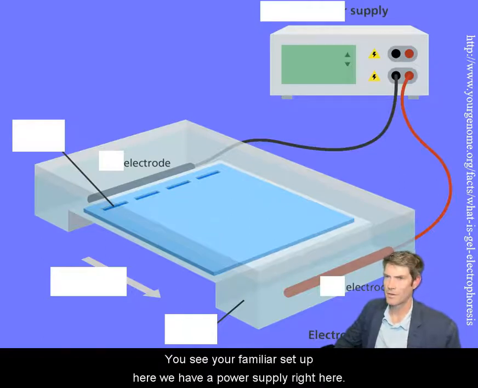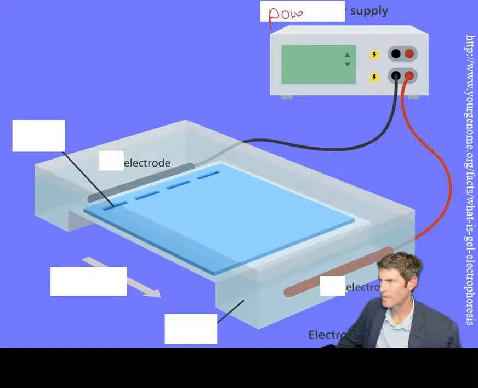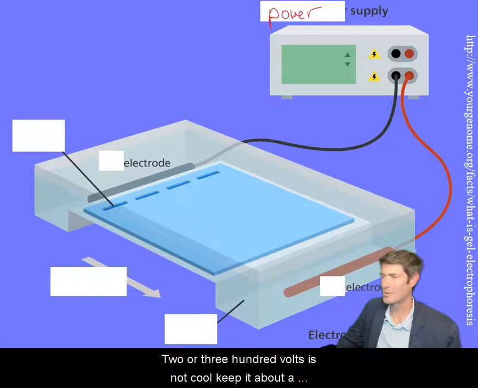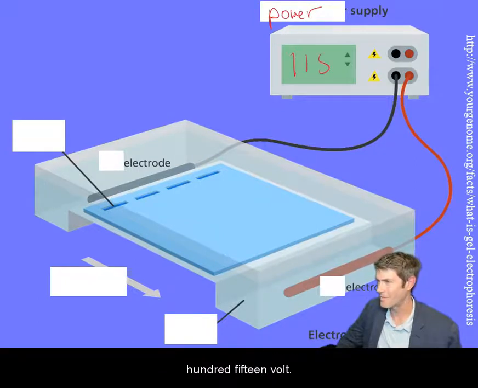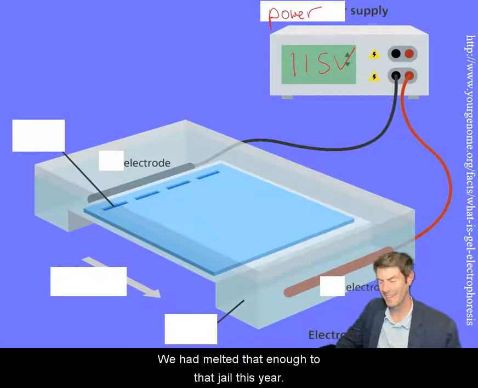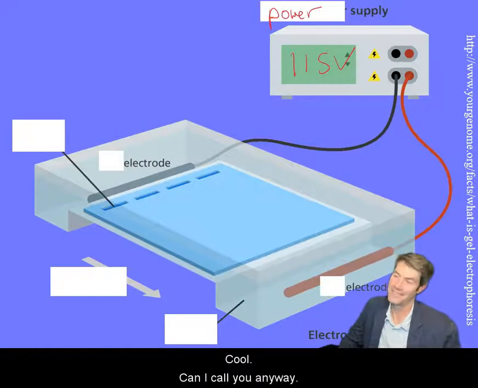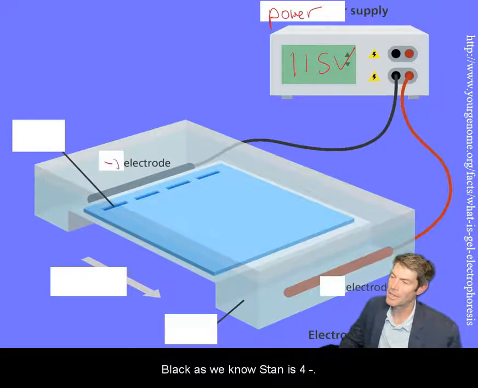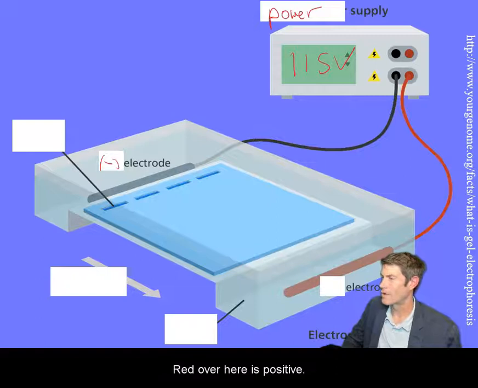You see a familiar setup here. We have a power supply right here. As we know, 300 volts is not cool. You want to keep it about 115 volts. Definitely. We had melted that gel this year. Kind of cool though. Anyway. Black, as we know, is for negative. Red over here is positive.